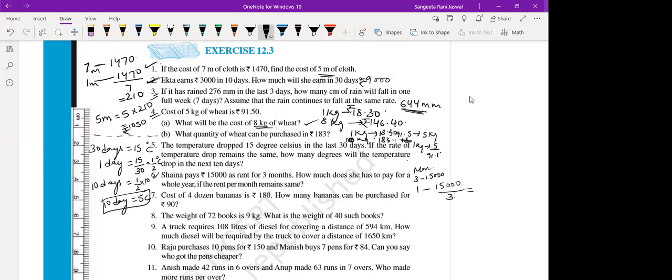Yes, how much is the rent for 1 month? Ma'am, 5,000. Okay, then how much will be the rent for 12 months? For 1 year, they are saying, no? 12 into 5,000. So 12 into 5,000, how much will that be?